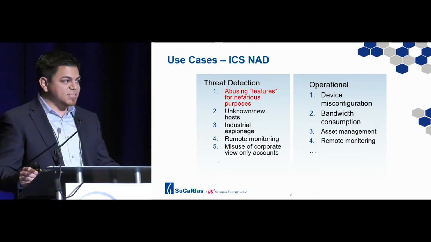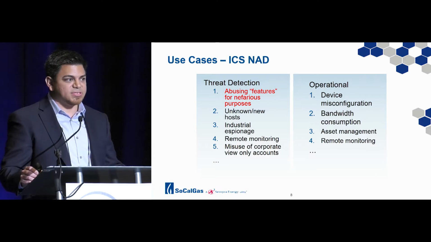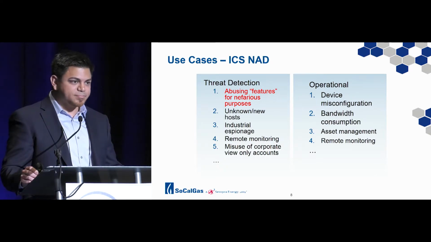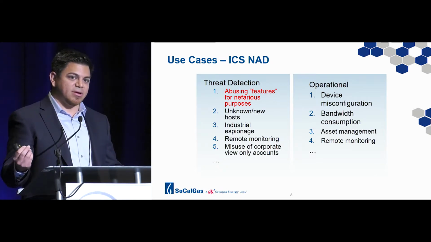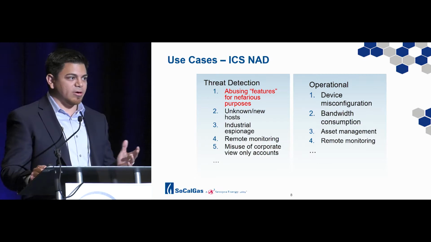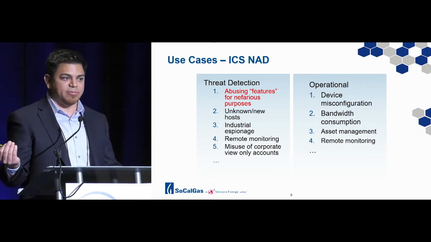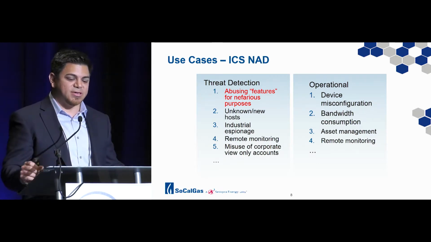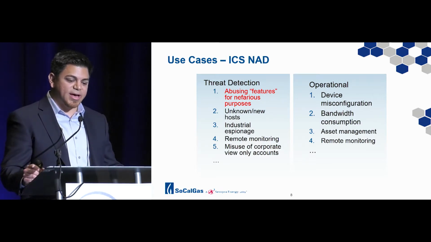So these are some use cases that we came up with. The first on the threat detection side is abusing features for nefarious purposes. I think many are aware that there are certain features that you can leverage that could be used for good or bad. For example, we're a natural gas pipeline company, and if I tell you we're opening and closing a valve, is that good or bad? Who knows? We really need to understand the context. But at least knowing that that command happened.